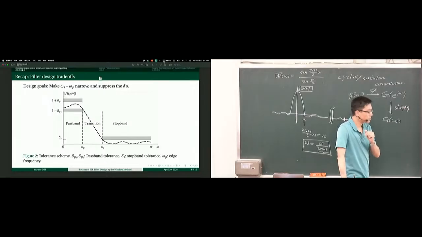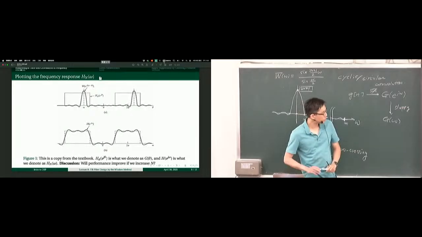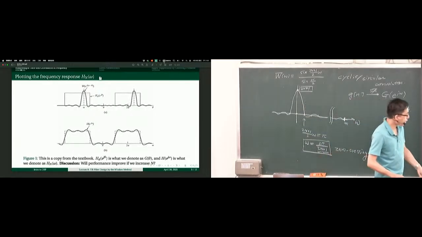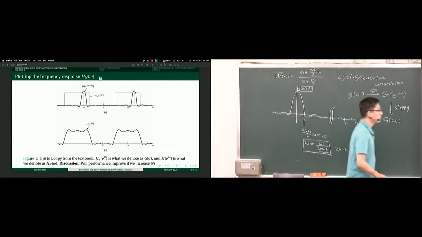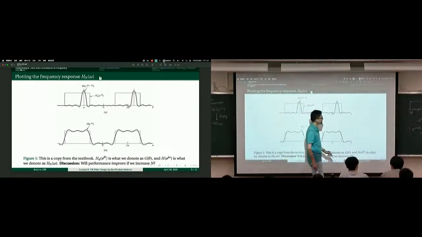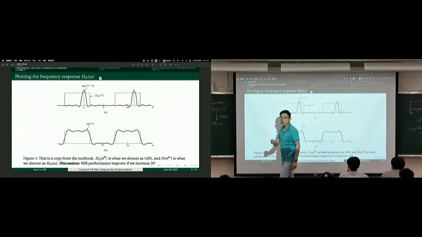So which has something to do with my previous question. What was my question? In the previous page, I wanted to ask, will the performance improve when we simply increase n, this n right here? When we increase n to include more and more samples, will the performance improve? The answer turns out to be yes and no.